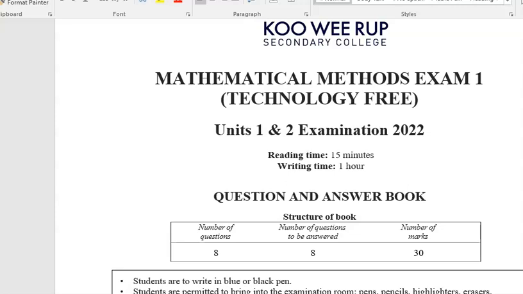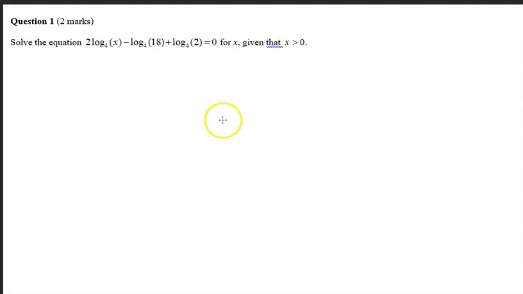We'll jump straight into the process of how to tackle these questions, including the allocated marks for each question, and also what was expected for you to do. So pretty much a process. So question 1, a nice easy one to start off with.